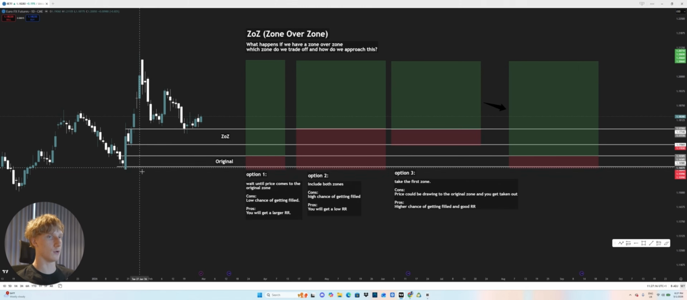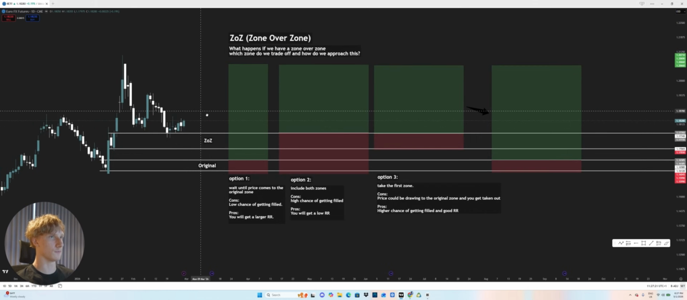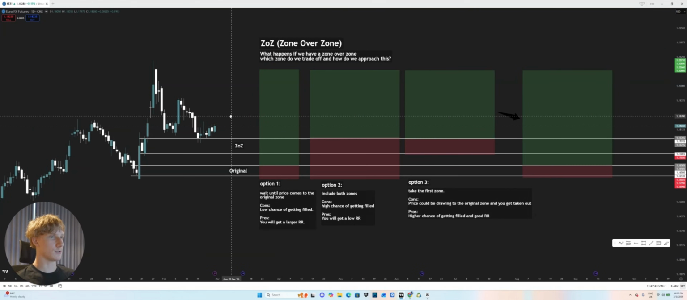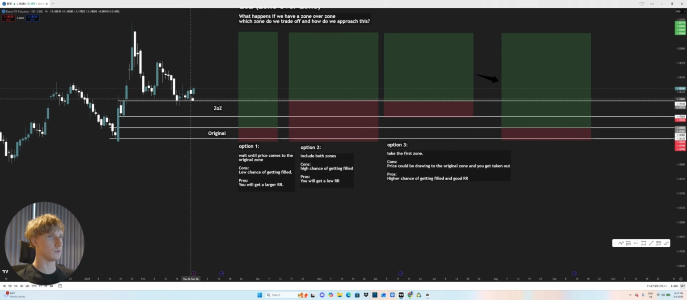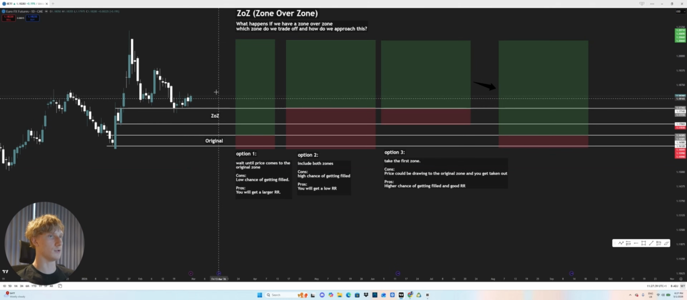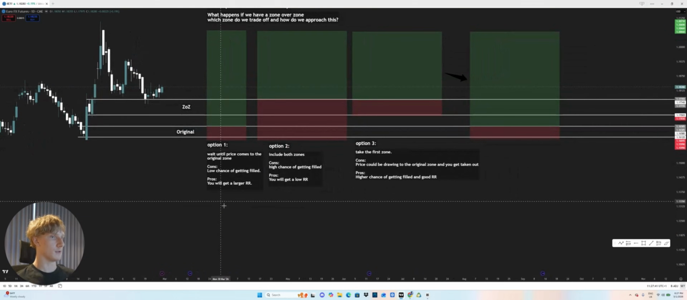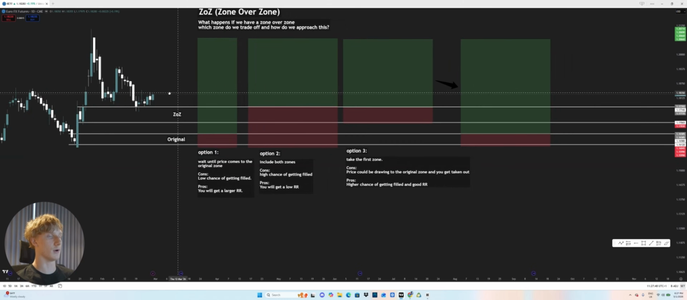This one right here, so the lowest zone, is going to be considered the original, and the one above will just be the zone over zone. So in this situation, you essentially have three options. Now, the first thing that you can do is wait until price comes to the original zone. Now, the con of this is that you have a lower chance of getting filled. Why? Because price could tap into this zone and then move away without you, meaning that you have not been entered into this trade. The pro of it is, of course, you'll get a very nice RR. If we were targeting the previous highs, then we can get almost a 7 RR.